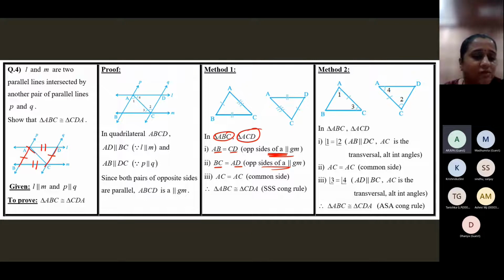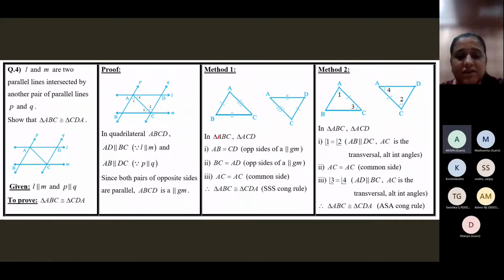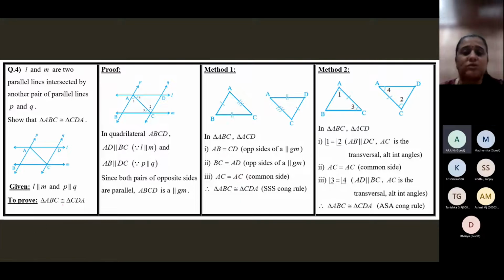And also AC is the common side. AC is the side common to both the triangles. See here, both the triangles have AC as a side. You can see here AC, AC. So AC is the common side. So by SSS, because we have mentioned three pairs of equal sides. So by SSS congruence criterion or congruence rule, the two triangles are congruent to each other.